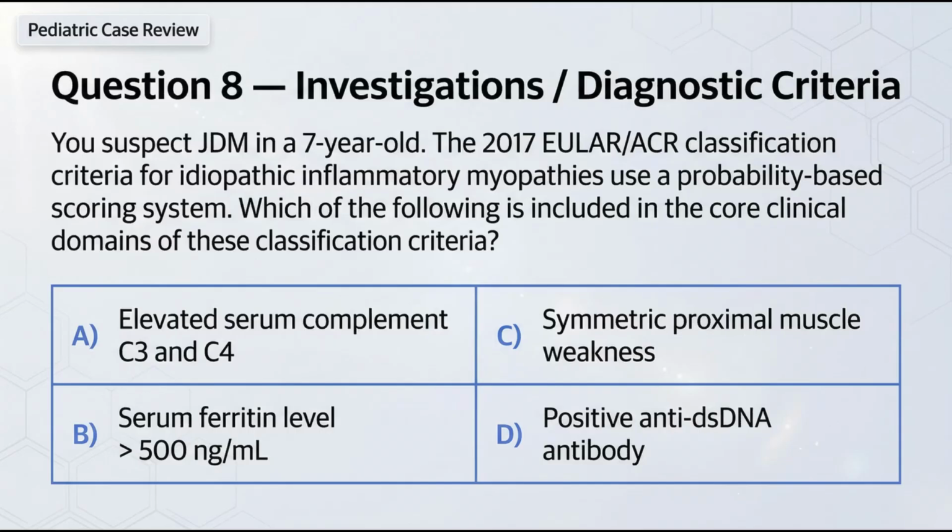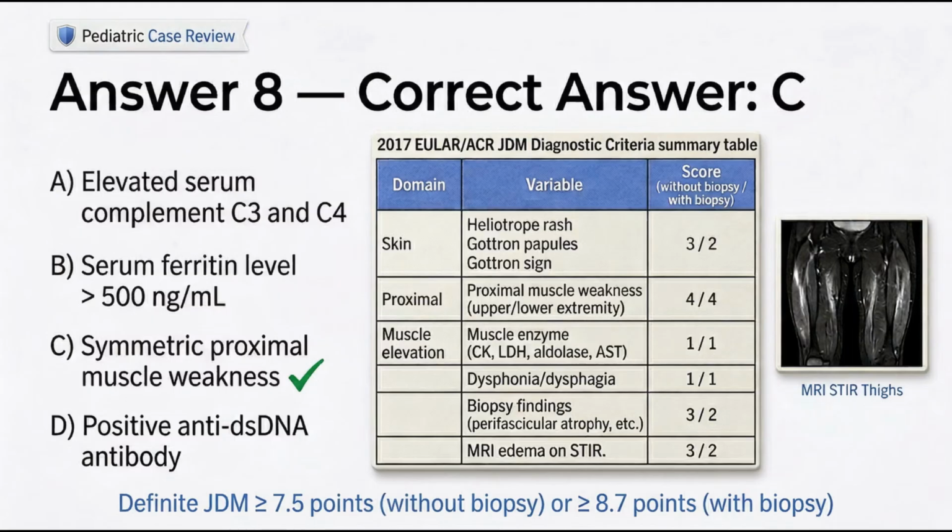Option A, elevated serum complement C3 and C4. Option B, serum ferritin level above 500 nanograms per milliliter. Option C, symmetric proximal muscle weakness. Option D, positive anti-double-stranded DNA antibody. The correct answer is option C, symmetric proximal muscle weakness.